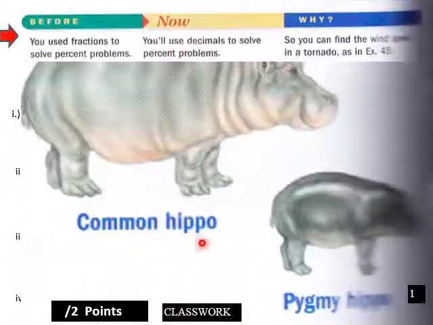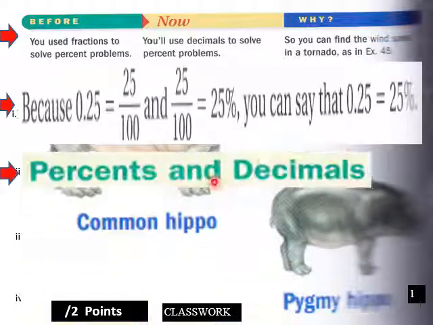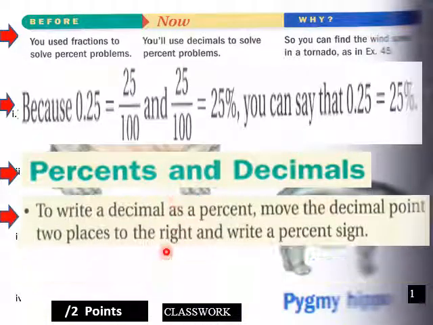Okay, into our lesson today. This is classwork page 1. You use fractions to solve percents. You'll use decimals to solve percents. So 0.25 equals 25 over 100, and 25 over 100 equals 25%. You can say 0.25 equals 25%, percents and decimals.